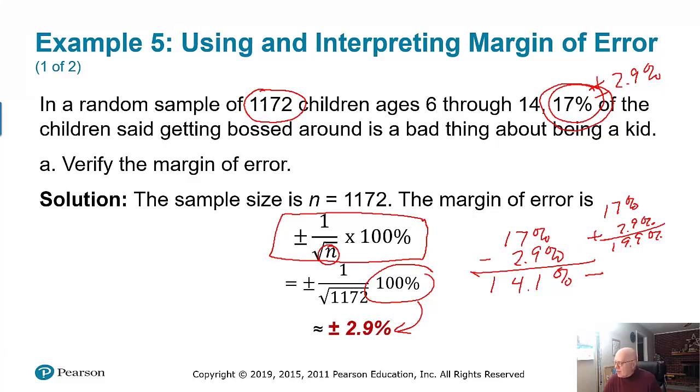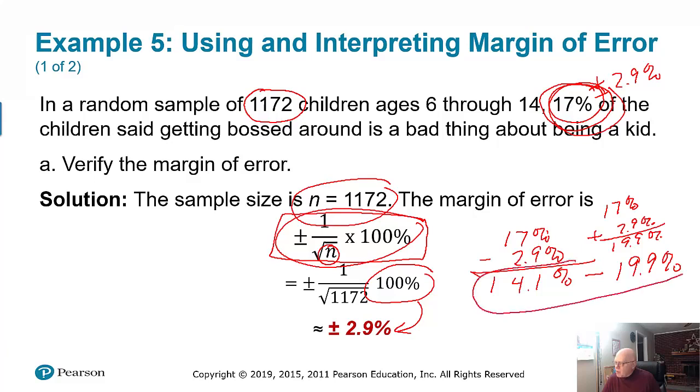And this is how you get the range with the margin of error. Take this number, with the 95%, use this, subtract it from the number you got. That gives you the low value, and there's the higher value. That means you're 95% sure that the 17% is really 14.1 to 19.9%.